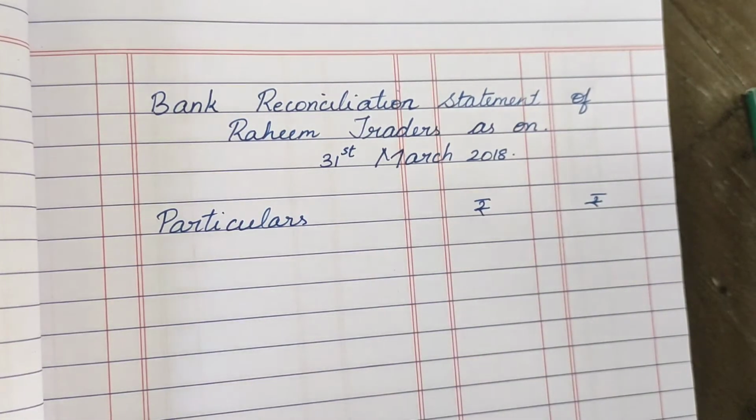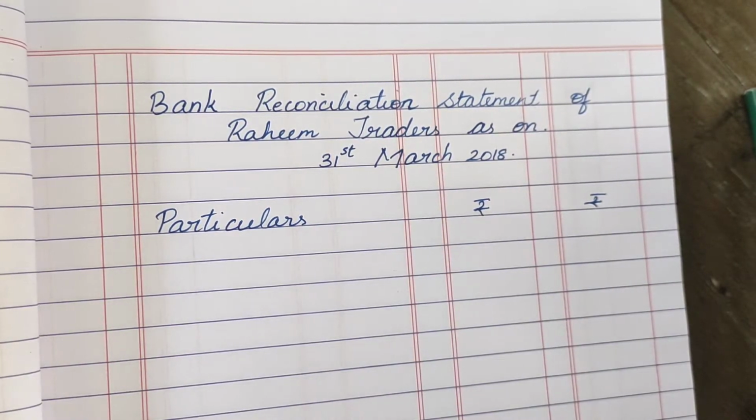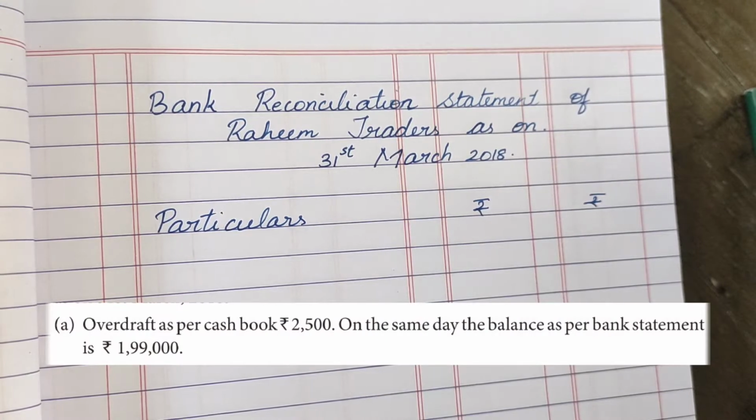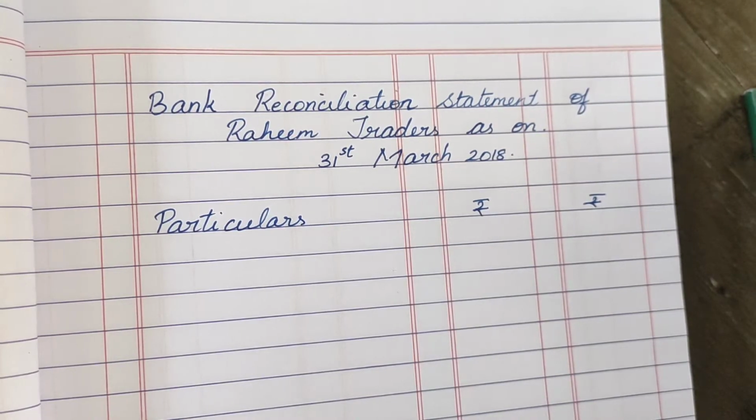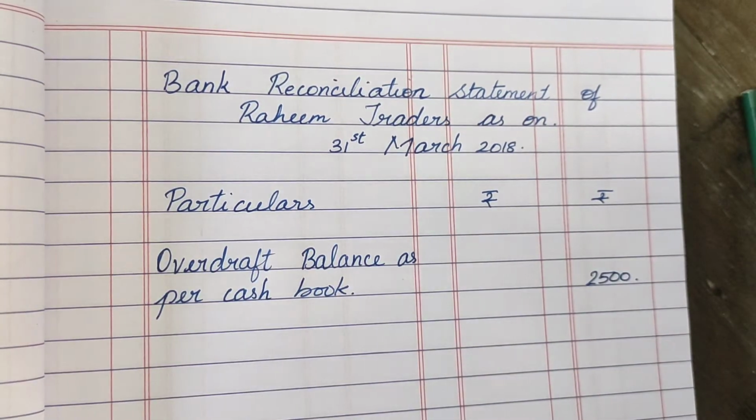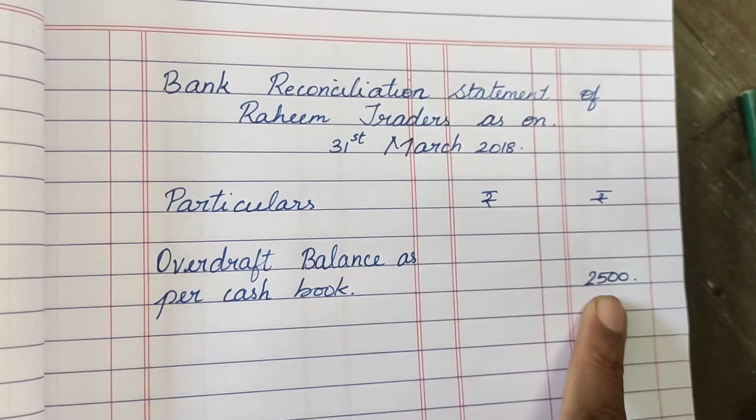So we've written out the format of the bank reconciliation statement of Rahim as on 31st March 2018 with the headings, particulars, rupees and rupees. Now moving on, the first thing which we have to write in a bank reconciliation statement is the balance. What kind of balance are we going to use? In this sum we are going to use an overdraft balance as per cash book. So overdraft means unfavorable balance. So let's write that down as the first one. So we've written out the overdraft balance as per cash book and the value in the outer column.